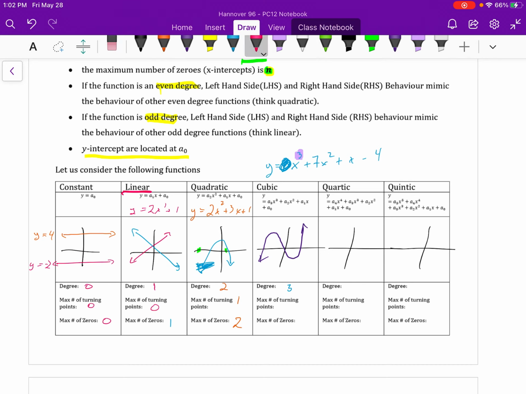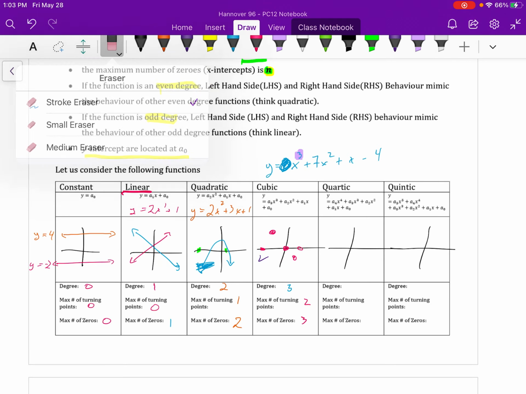How many turning points on that? Well, what we see is 1, 2. What is the maximum number of zeros? So on a cubic, it is 1, 2, 3. It actually matches the degree. And that should make sense because if you have a cubic function, the maximum number of factors that you can have, and each factor would relate to an x-intercept using the zero product property, would be 3.